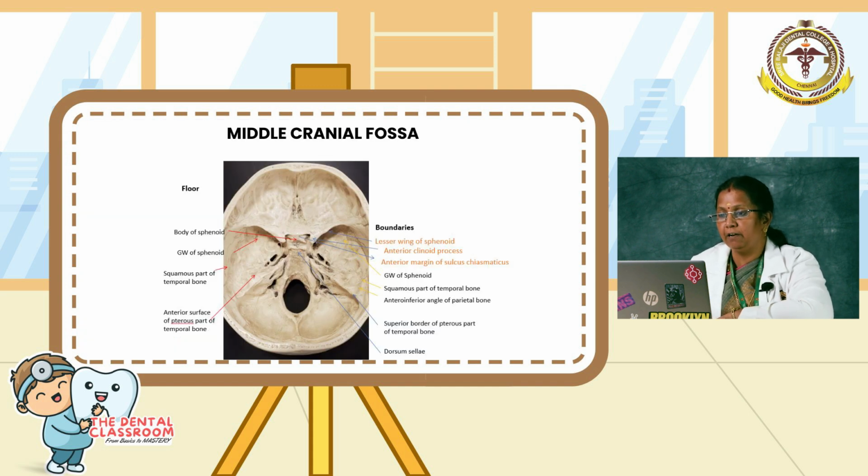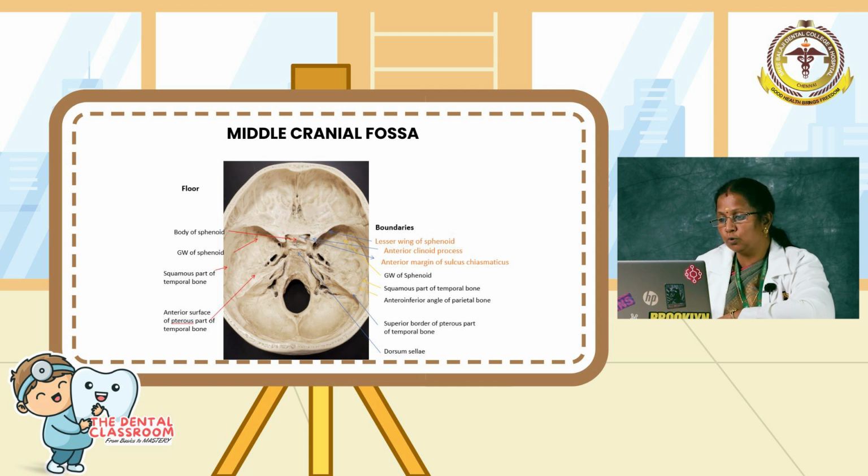Next, coming to the middle cranial fossa. The posterior boundary of the anterior cranial fossa will form the anterior boundary of the middle cranial fossa. So, again here we see the free margin of the lesser wing of sphenoid, anterior clinoid process and anterior margin of sulcus chiasmaticus. These form the anterior boundaries. Posteriorly, it is bounded by the superior border of the petrous part of temporal bone and dorsum sellae. Dorsum sellae is an upward projection from the body of sphenoid, and at its posterolateral aspect we have the posterior clinoid process.